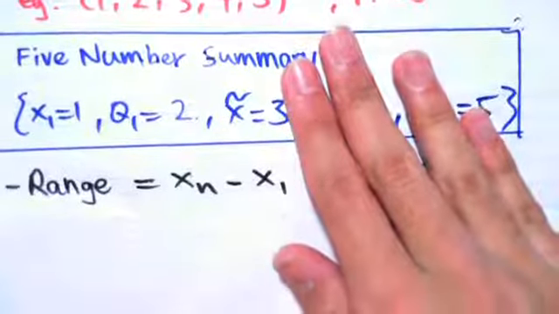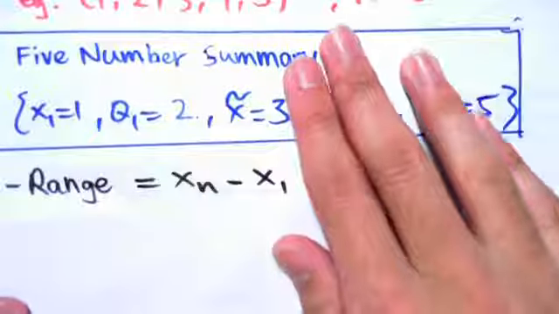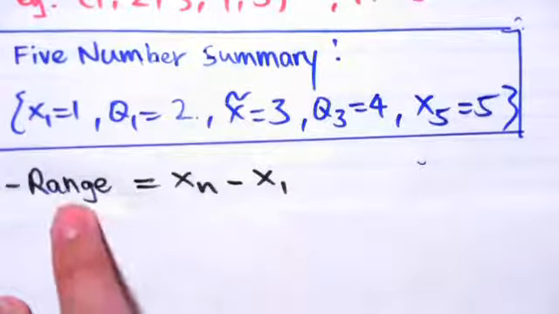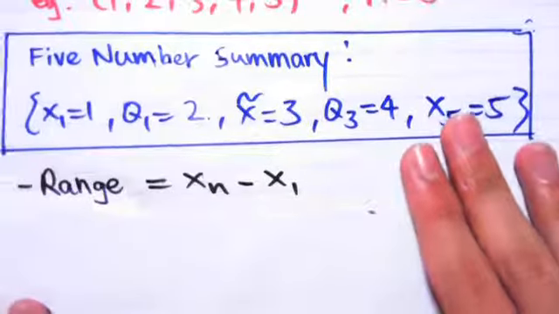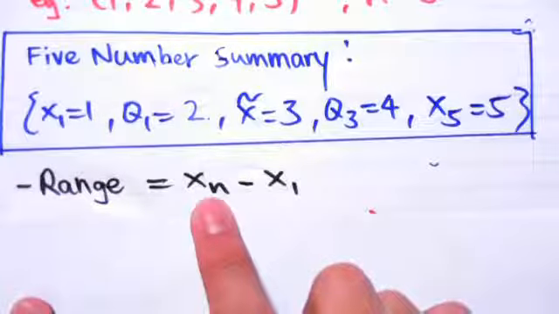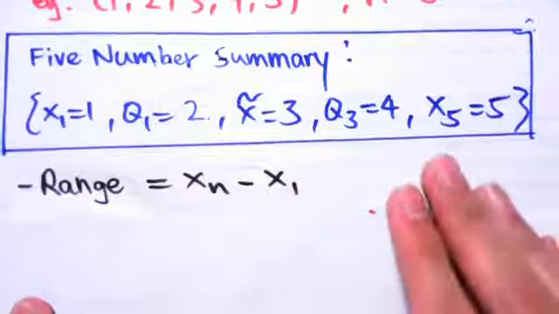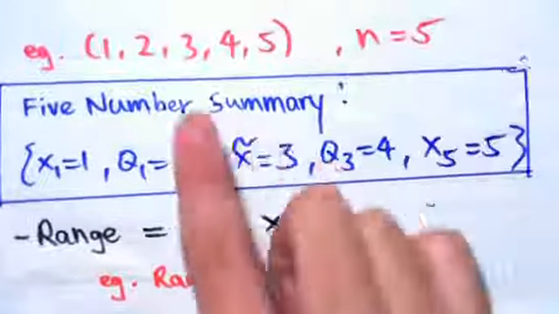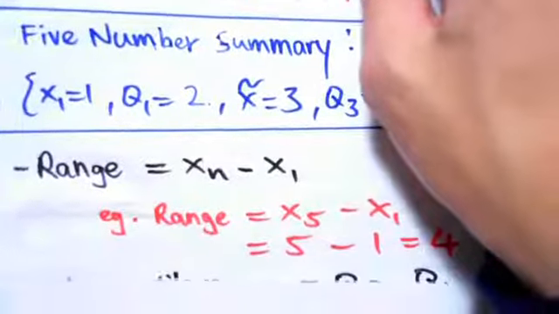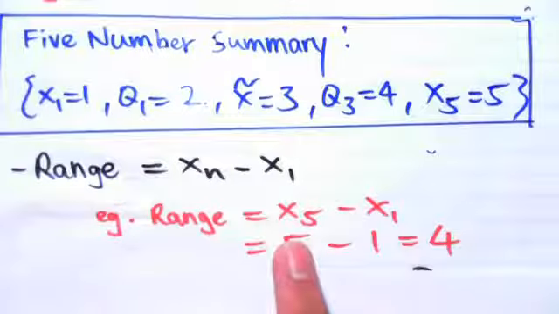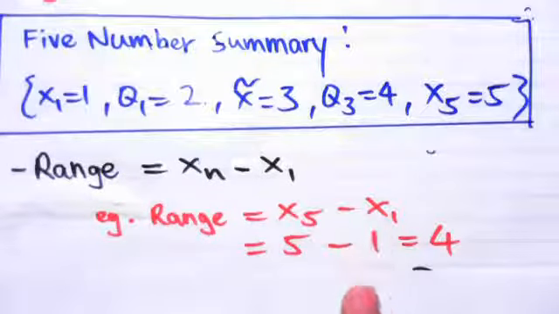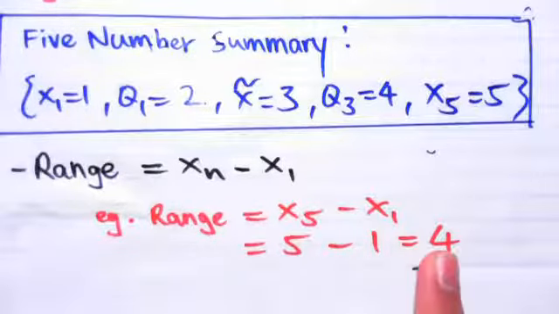And so we again have to find specific values using these 5 numbers. One value that we define is the range. The range is defined as xn, which is the maximum number, minus x1. Using our example of 1, 2, 3, 4, 5, our range is equal to x5, because we have 5 as our sample size, minus x1, which is the minimum. That's equal to 5 minus 1, which is equal to 4.